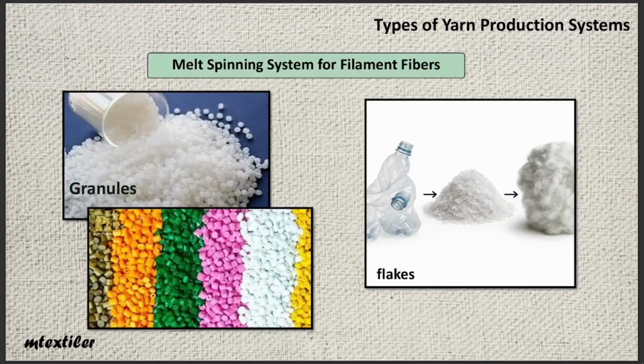In this slide, we see that both white and colored granules have the capability to be transformed into fibers. But it is interesting and important to know that polyester flakes, which are collected, washed, and shredded, can be used as raw material for producing filament yarns instead of granules. Of course, these types of yarns have their own quality characteristics and specific applications, but they are highly practical.